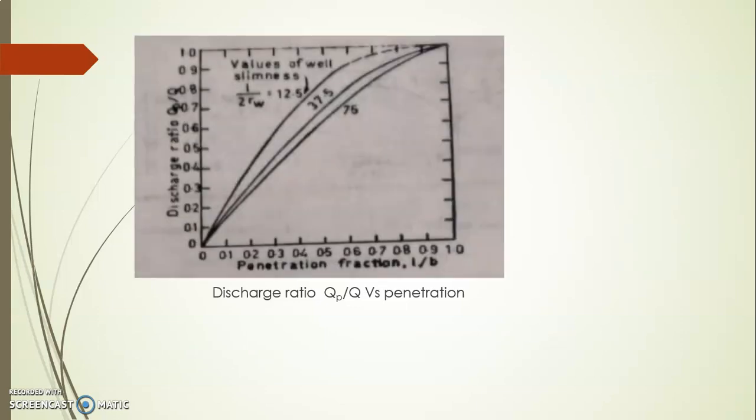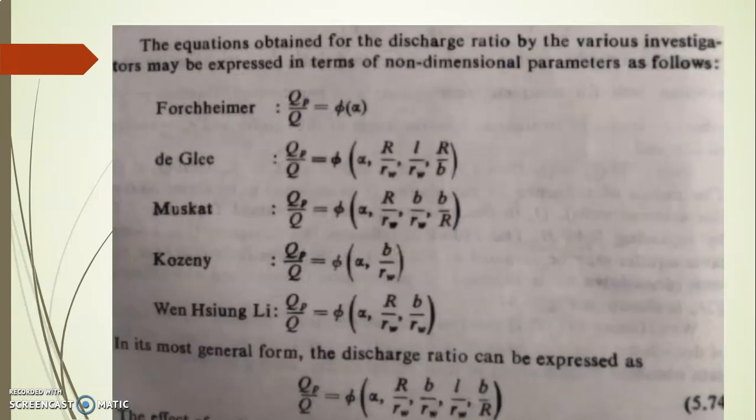So the graph shows the discharge ratio Qp by Q versus penetration with respect to the well slimness. The equation obtained for the discharge ratio by various investigators may also be expressed in terms of non-dimensional parameters.